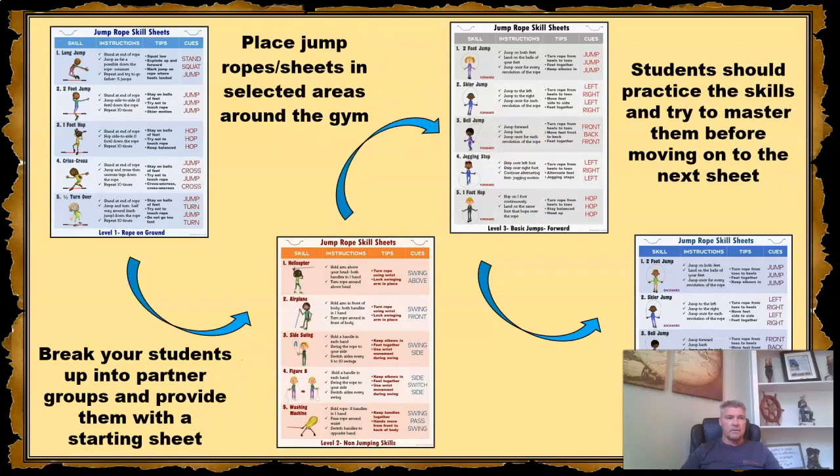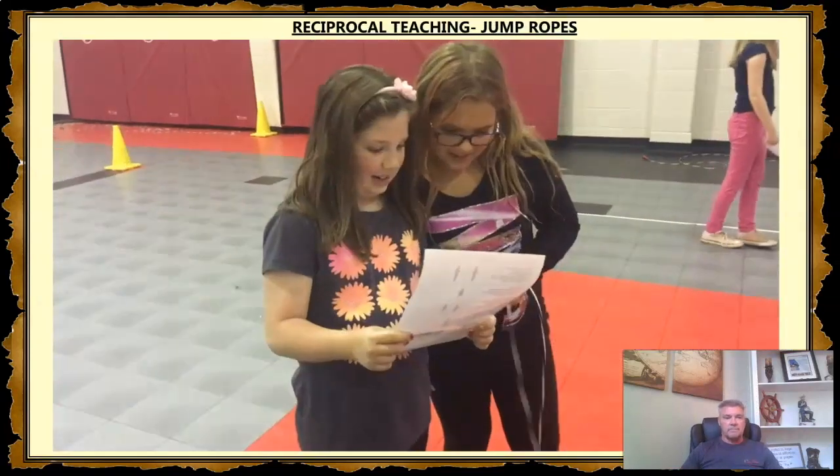Again, that's the students' work, going from level 1 to level 2 to level 3 to level 4. So rope on the ground, non-jumping skills to basic jumps forward and then basic jumps backwards. So they're working up as they go. This is an example.